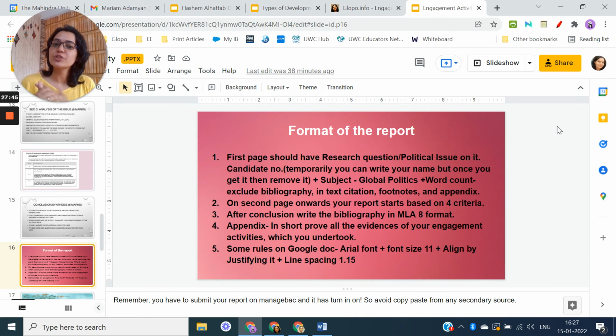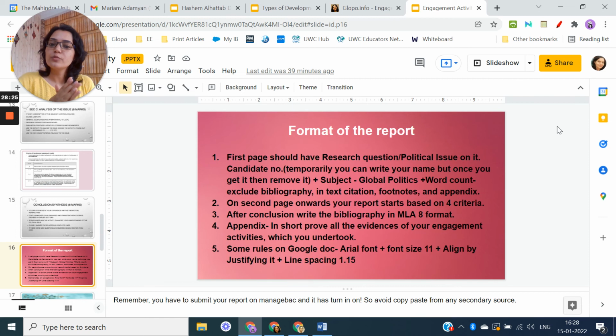On the second page onwards, you start writing your report. Do not give any heading to it. After the conclusion, under the bibliography, you cite in MLA 8 format. You can use an appendix after your bibliography. In the appendix, you provide all the evidence to your teacher. I ask my students to provide any certificate or pictures, where they can hide their face, and submit that to me. They can ask for a written consent form from the interviewee. All the evidence you paste in the appendix.